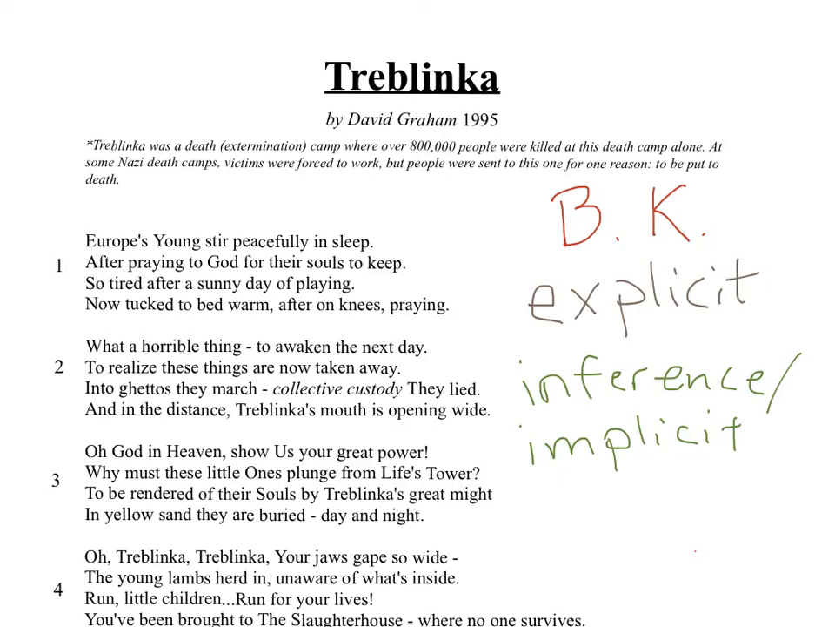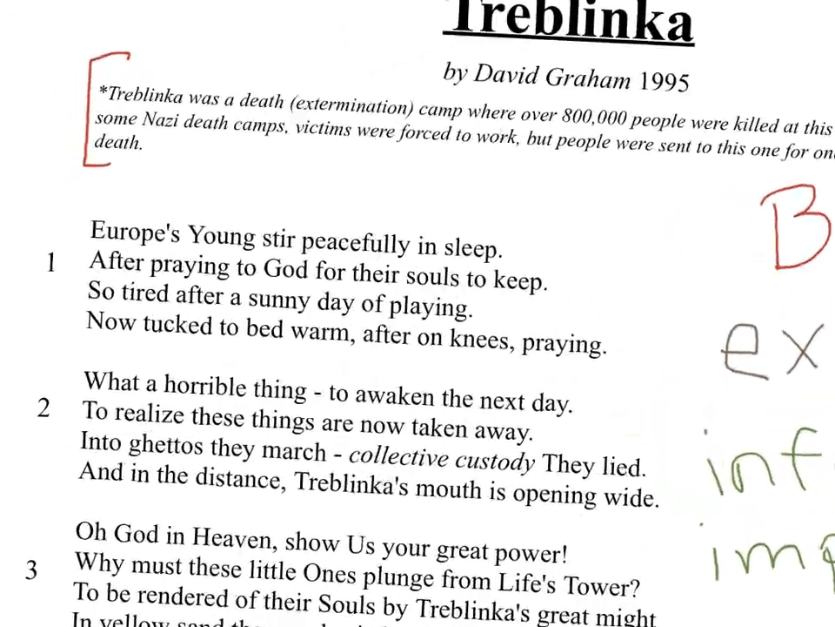So the first thing that we really need to do here is take a look at this background information in the poem. This background information can become background knowledge because it may be something you didn't know and it's telling you, so it'll help you understand the poem. It says, Treblinka was a death camp, extermination camp, where over 800,000 people were killed at this death camp alone. At some Nazi death camps, victims were forced to work, but people were sent to this one for one reason, to be put to death. And we actually talked about this a little bit in class, about the difference between a death camp and a concentration camp. So let's go ahead and start reading the poem, and I'm going to be zooming in a little bit, just so you can see my annotations.